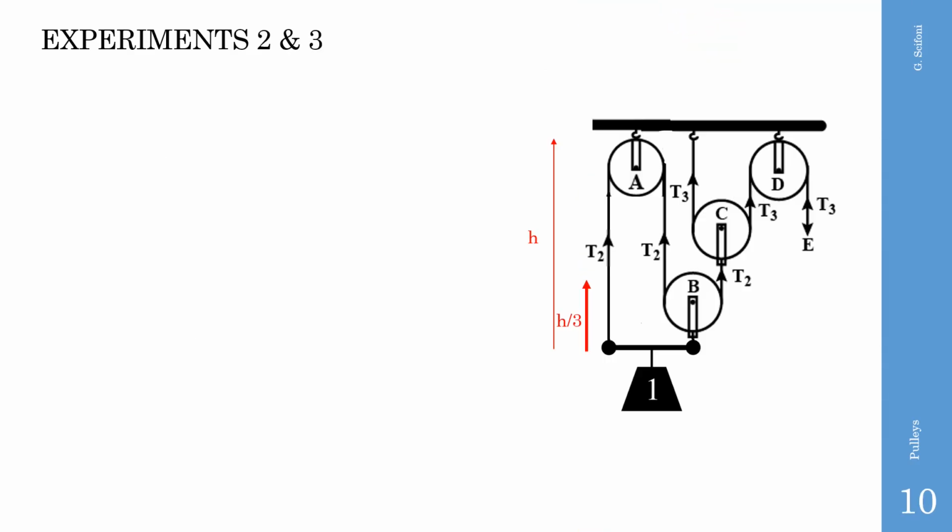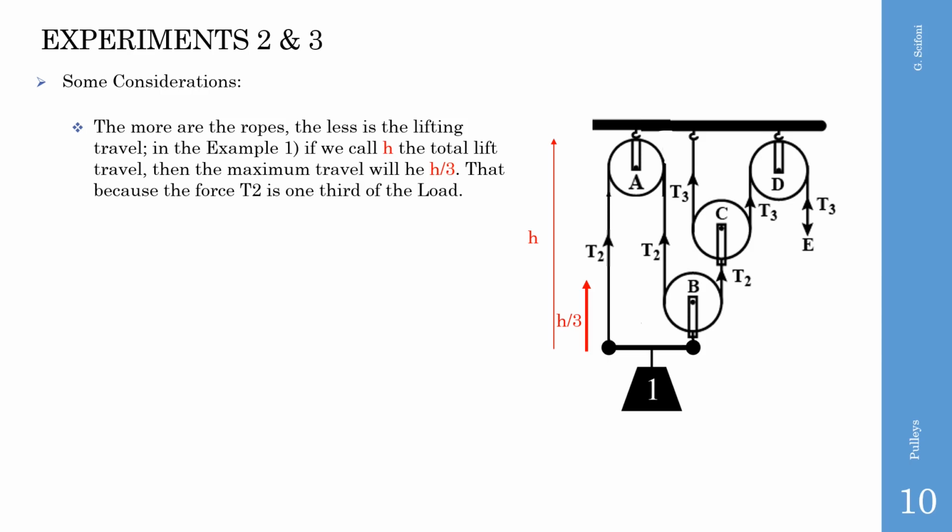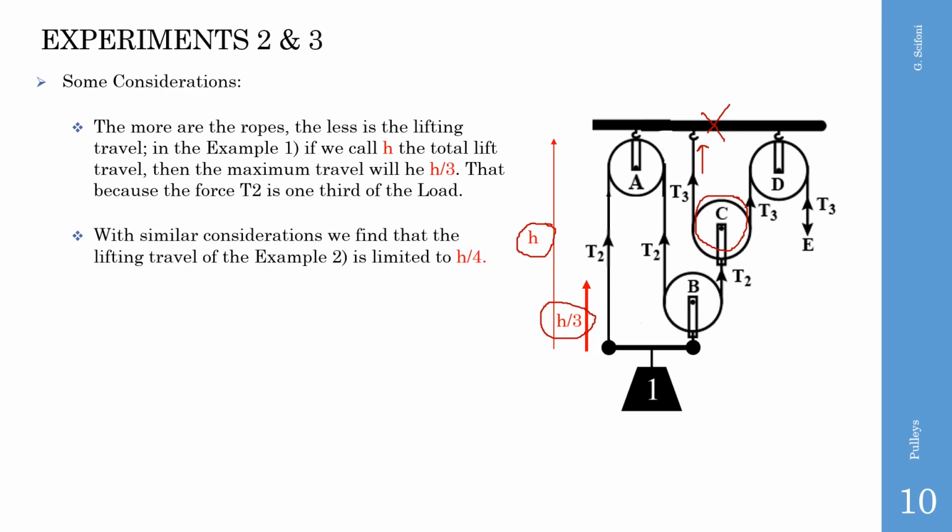Some considerations on the past two trials. Looking at example 1, we observe that we cannot raise the load up to the fixed block, whose travel would be h. That's because the pulley C is traveling at a speed 3 times the load speed. Therefore, it will reach the fixed block when the load has covered the travel of h third. With similar considerations, we say that the hoist of example number 2 has a lifting travel limited to h fourth. This limitation we didn't face with a simple hoist instead.